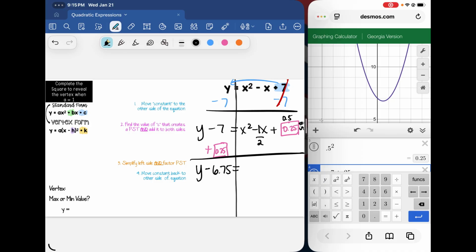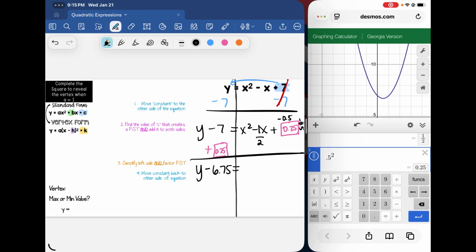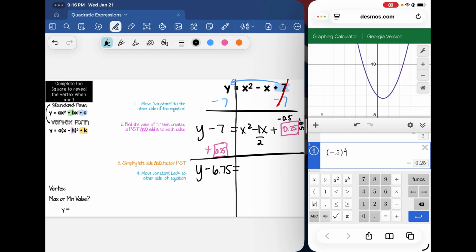Oh, and we made a mistake, y'all. This should be a negative 0.5, because negative 0.5, look at me messing y'all up. All right. I say that because when I get ready to write my factored form, if that negative is not there, it's going to be wrong. So we should get x minus 0.5 squared, because it's two of them.